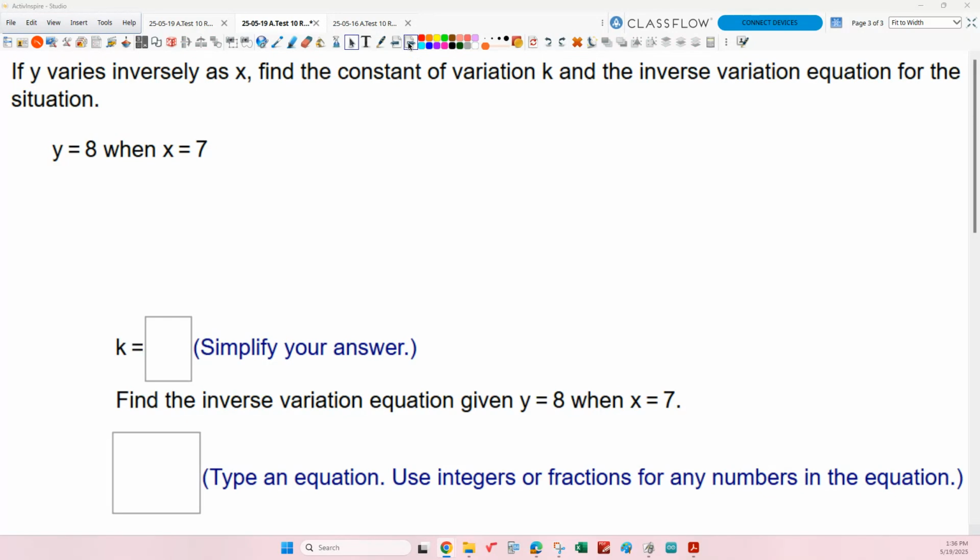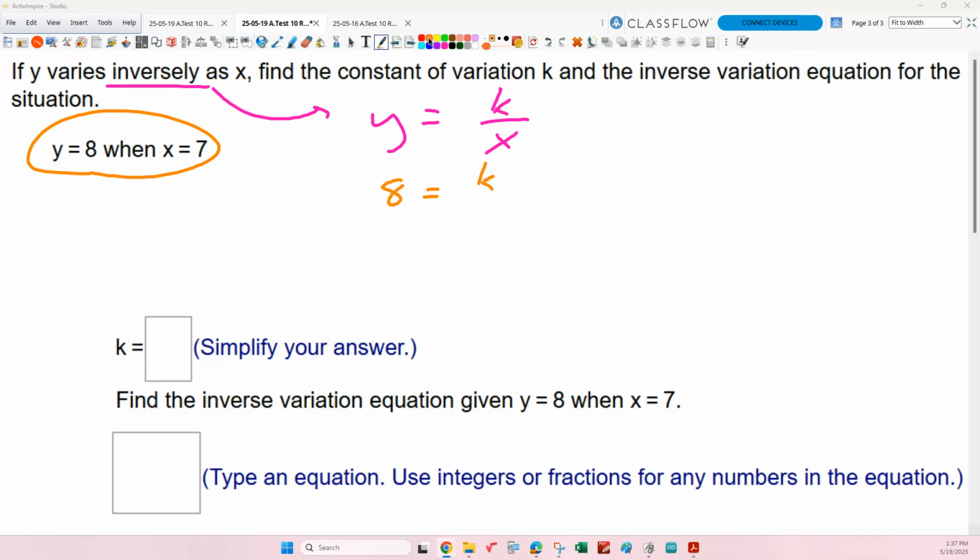y varies inversely. What in the heck does that mean? y equals k over x. Okay, y equals k divided by x. Directly means it's k times x. Inversely means it's k divided by x. Okay, so y equals k divided by x. They gave us, again, some values of x and y. So what's that tell us? That tells us that 8 equals k divided by 7.